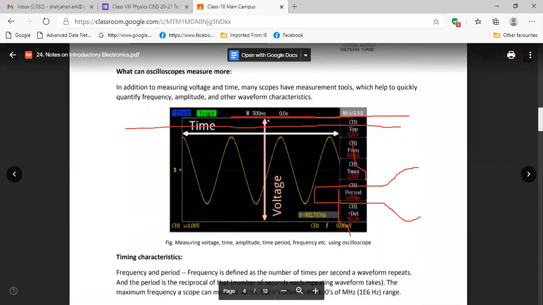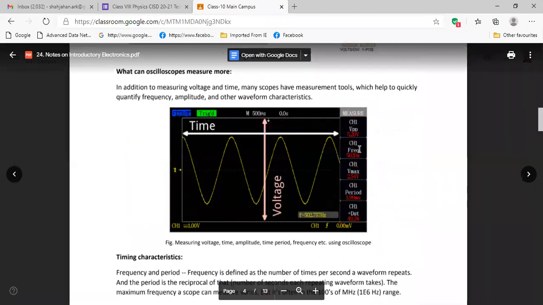Now, look at what we do with this oscilloscope. Already we know some. Let us go for a little more discussion. Can you please read here, Moshi? What can an oscilloscope measure more? Here, from here you read. What can oscilloscopes measure more? In addition to measuring voltage and time, many scopes have measurement tools which help to quickly quantify frequency, amplitude, and other waveform characteristics.